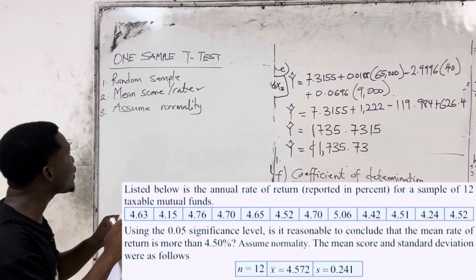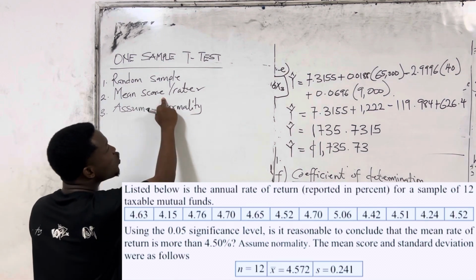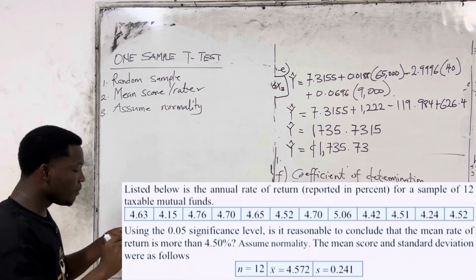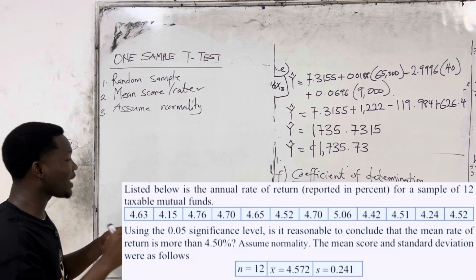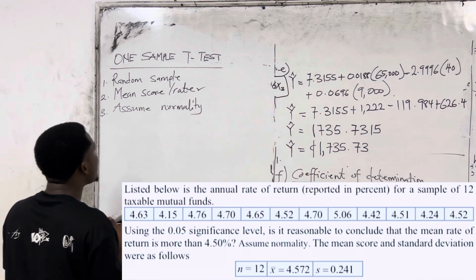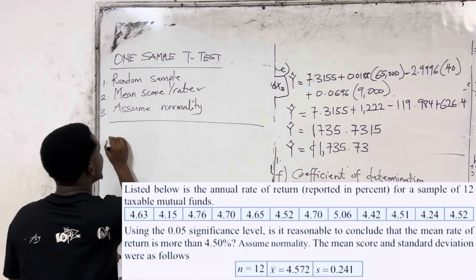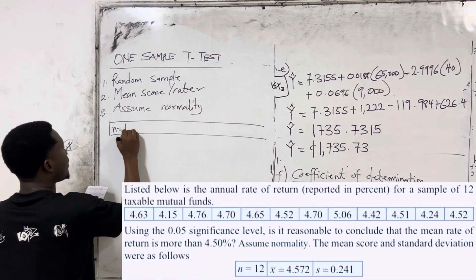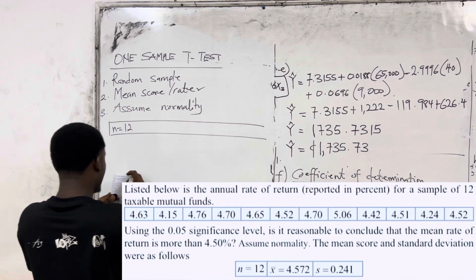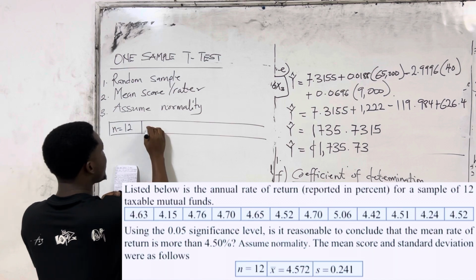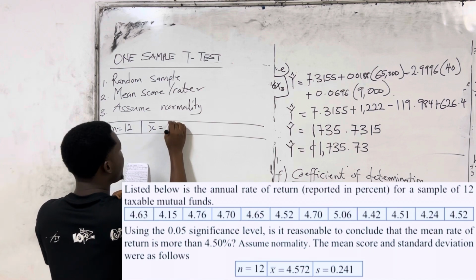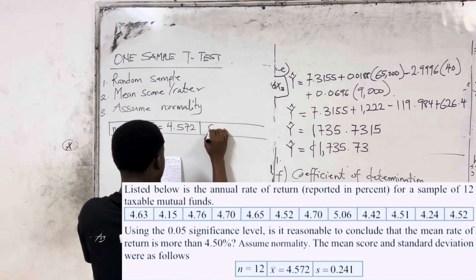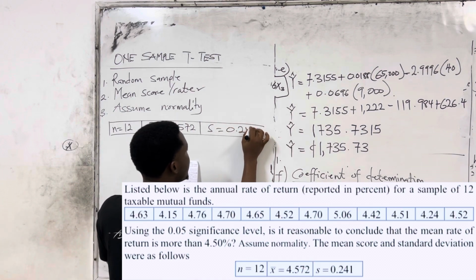So the mean rate, you have seen it also here. So it's a one sample t-test. Assume normality. The mean score and standard deviation were as follows. So this question has been given to us, and then we have our sample, and we have our mean score to be 4.572, and we have our standard deviation to be 0.241.